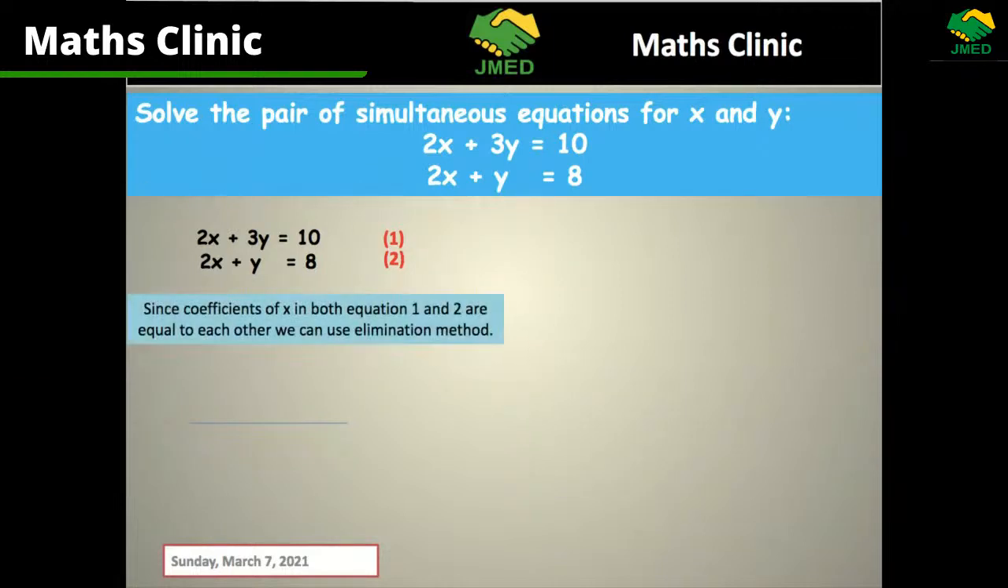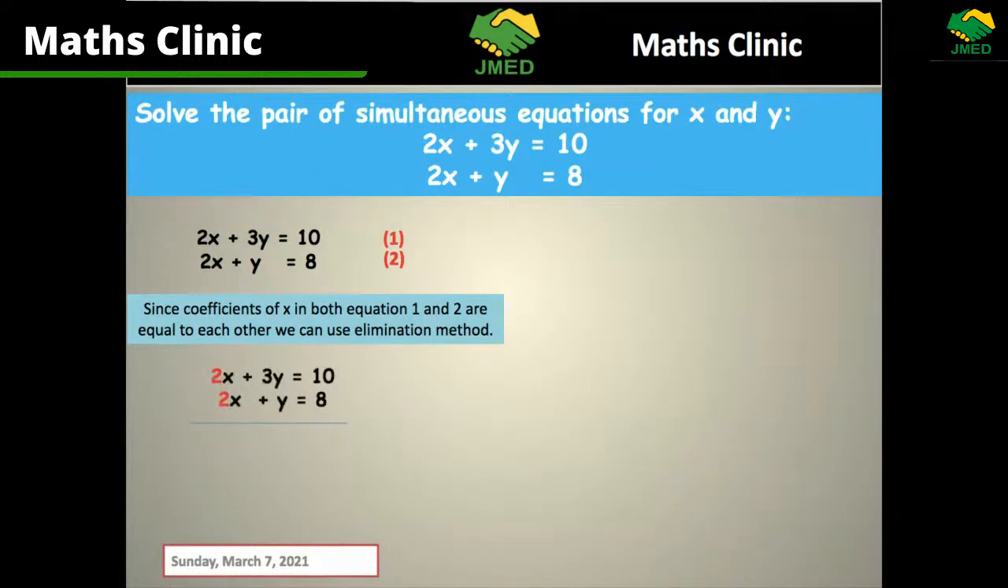And I have a look and I say, since the coefficient of x, here's a term, coefficient, and that's the value that's in front of the unknown. Remember, we're trying to find x and y. So the coefficient of x in this case is 2. The coefficient of x in the second equation is 2. The coefficient of y is 3 in this equation, and the coefficient of y in this one is 1. Just remember that it's not 0, it's 1. So since the coefficient of x in both equations 1 and 2 are equal to each other, we can use the elimination method.